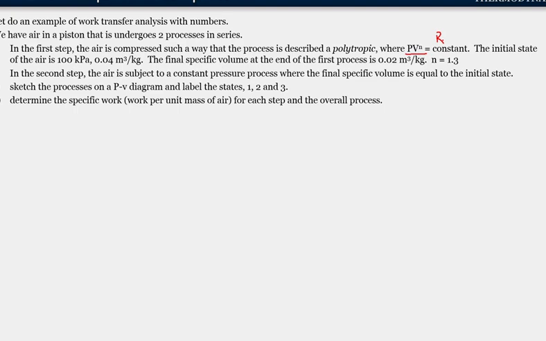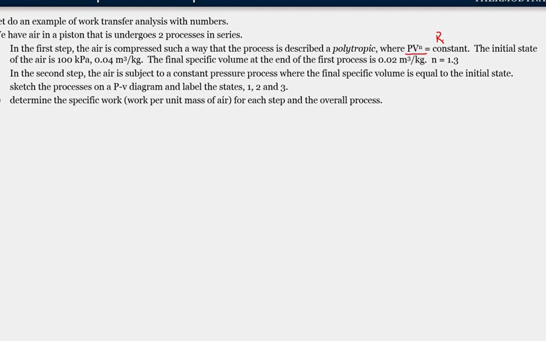So we have an initial state. We're going to use real numbers now, where air is at 100 kPa, so that's about atmospheric conditions. And it's going to be contained in a volume with a specific volume of 0.04 meters cubed per kilogram. The final specific volume at the end of the first process is 0.02 meters cubed per kilogram. And we're told that the power for the polytropic process, n, is equal to 1.3. Okay, so we're going to compress the air from one specific volume to another. We know an initial pressure. We don't know anything else about the final state other than the specific volume.